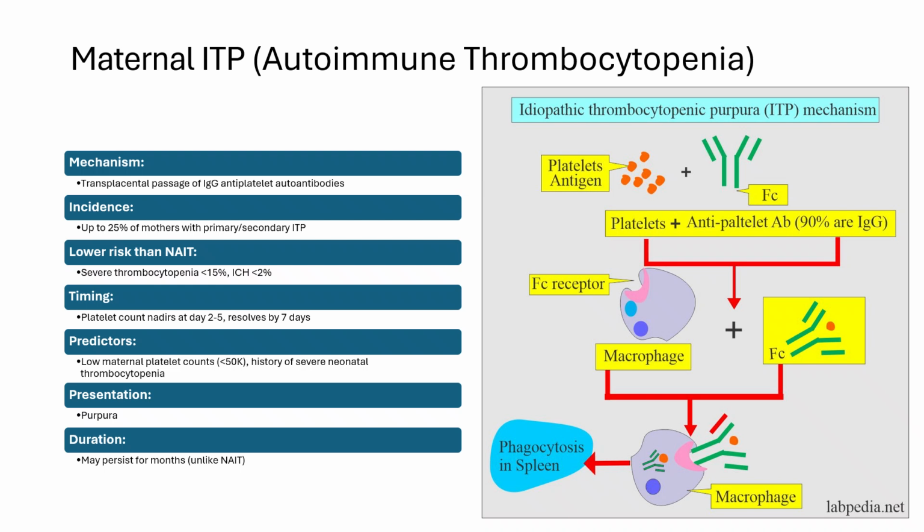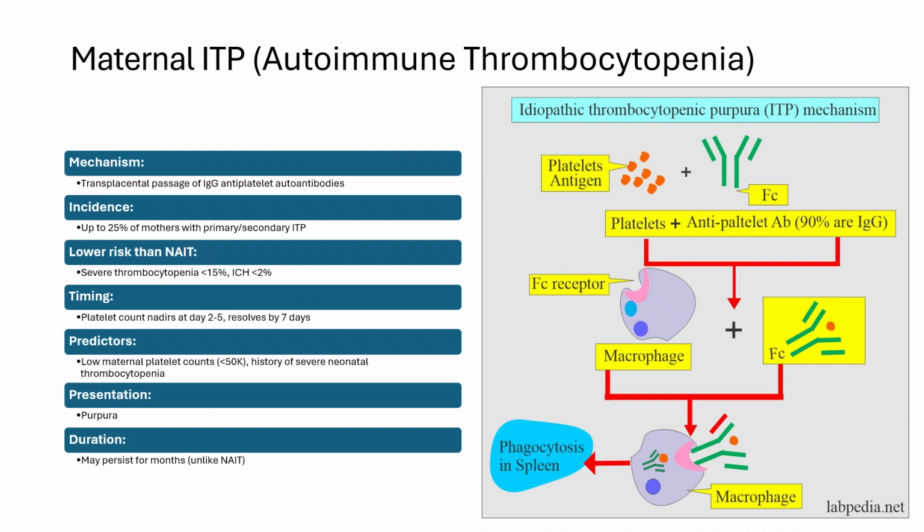Predictors of neonatal involvement include low maternal platelet counts, below 50,000 per microliter at delivery, and history of severe neonatal thrombocytopenia in previous pregnancies. Importantly, there is poor correlation between maternal platelet counts and severity of neonatal thrombocytopenia, making prediction challenging. The duration may extend for months, distinguishing it from NAIT. Recent reports describe persistent thrombocytopenia caused by IgA antiplatelet antibodies transmitted through breast milk, explaining some cases of prolonged thrombocytopenia.